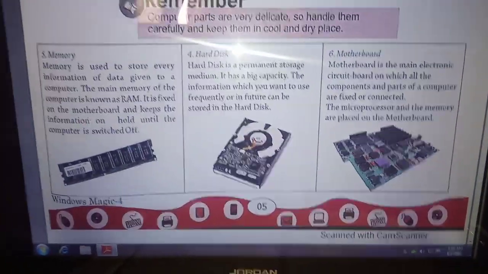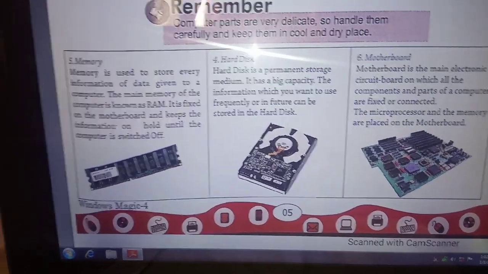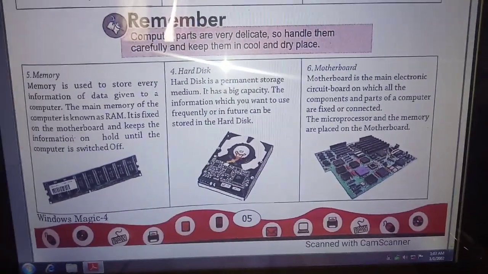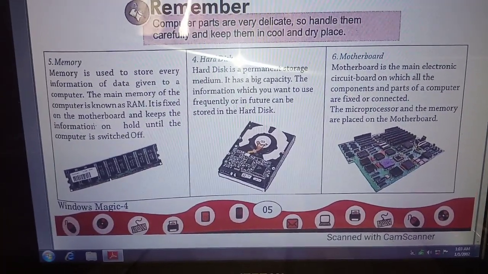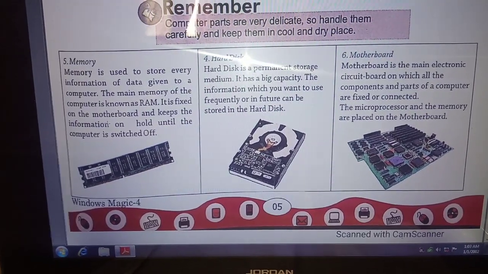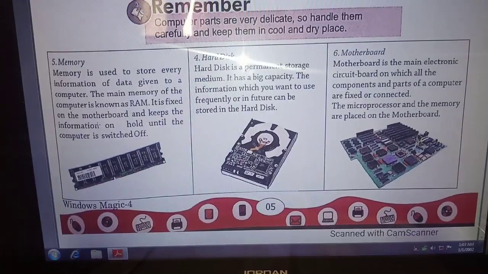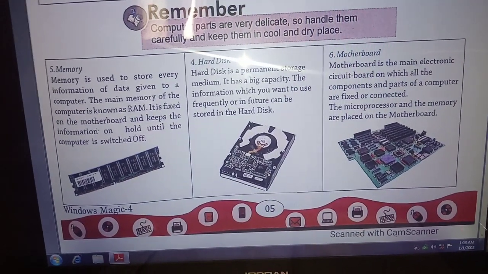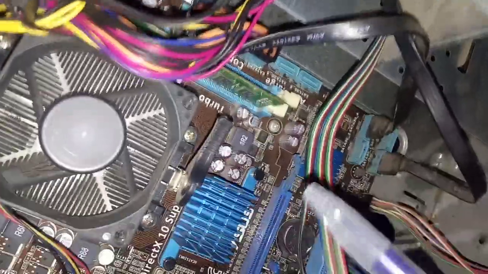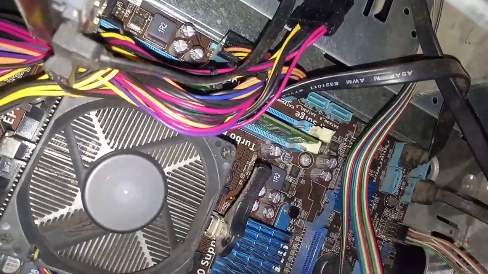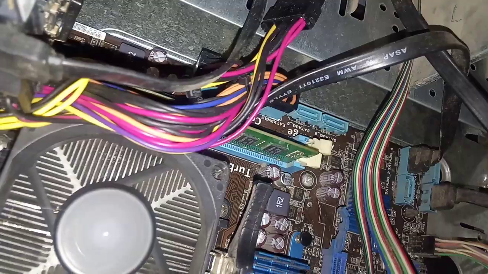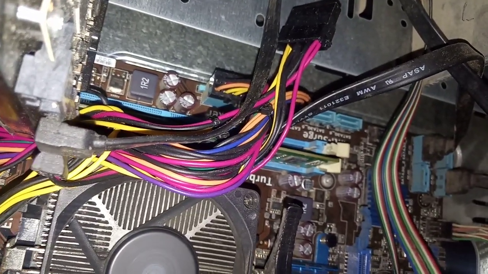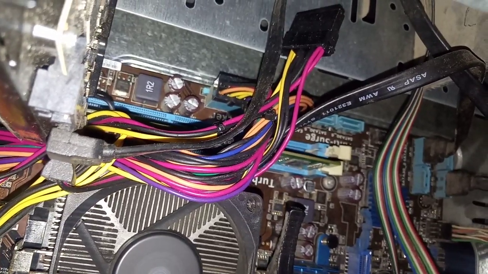The fifth part of the computer is memory. Memory is used to store all kinds of data. In the computer we use main memory. It is also known as RAM. The full form of RAM is random access memory. It is fixed on the motherboard. Here we can see this is a memory chip. Memory keeps the information on hold until the computer is switched off.